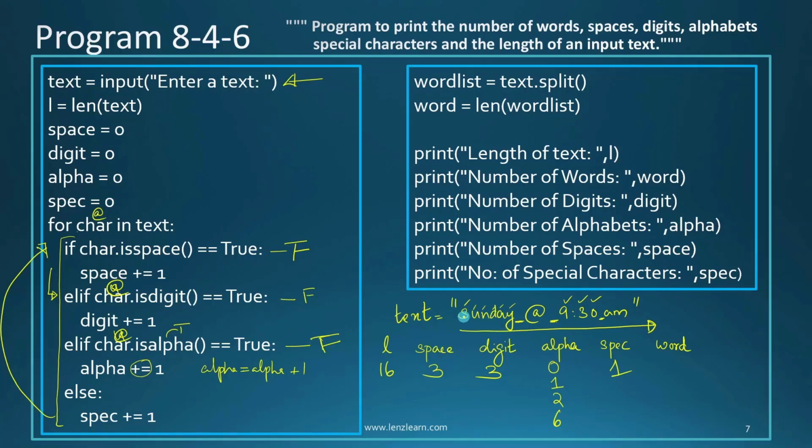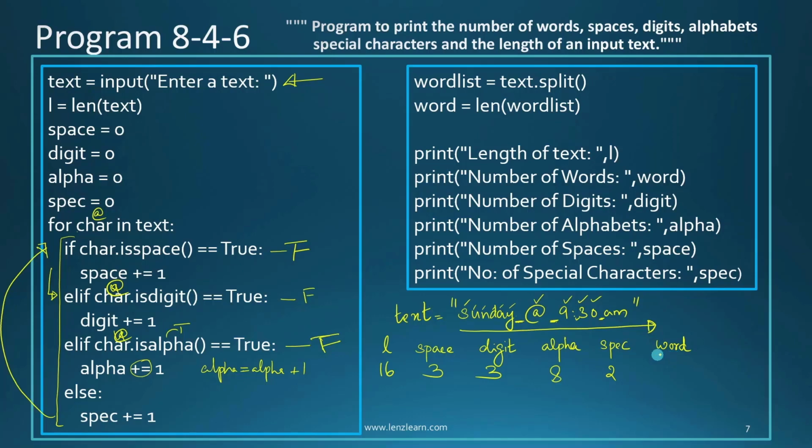And how many characters? 1, 2, 3, 4, 5, 6, 7, 8 characters are there. So alphabet will become 8. And how many special characters are there? I have @ and colon. So special character will be 2. So this will be the count.